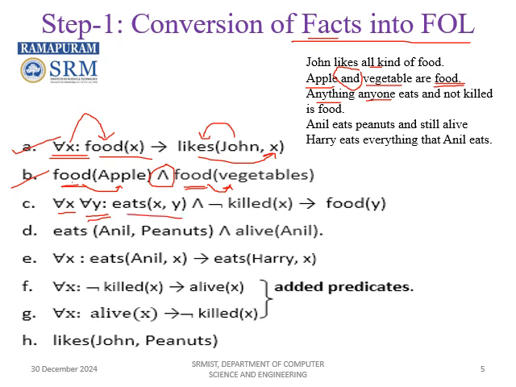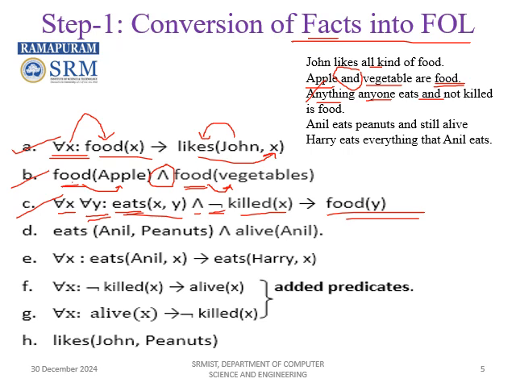Anything anyone eats is the first half of the statement. So I put the action word eats for anything as well as anyone: eats within brackets x comma y. Here we have the keyword and, so I used this sign. The next is not killed. Not is represented by the negation sign. Not killed implies it is food. Got it? So the third statement is also converted.